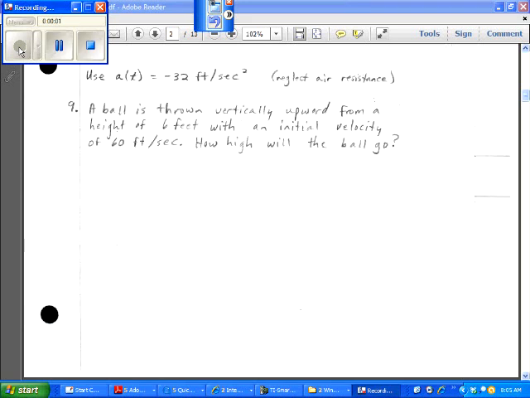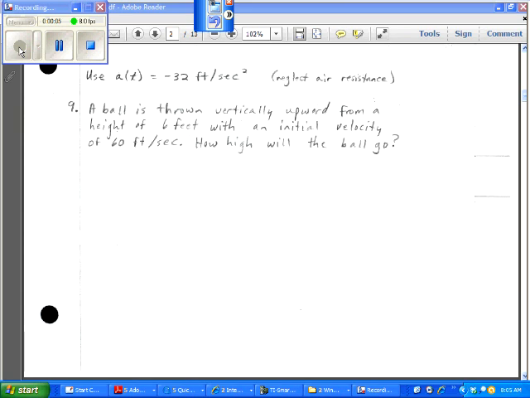We're on number 9. It says use A of t. Now, what A of t represents is acceleration in relationship to time. This is the gravitational acceleration constant. So notice it's negative. It's the force at which gravity pulls something toward the earth. It's the acceleration rate due to gravity, and we're going to neglect air resistance.